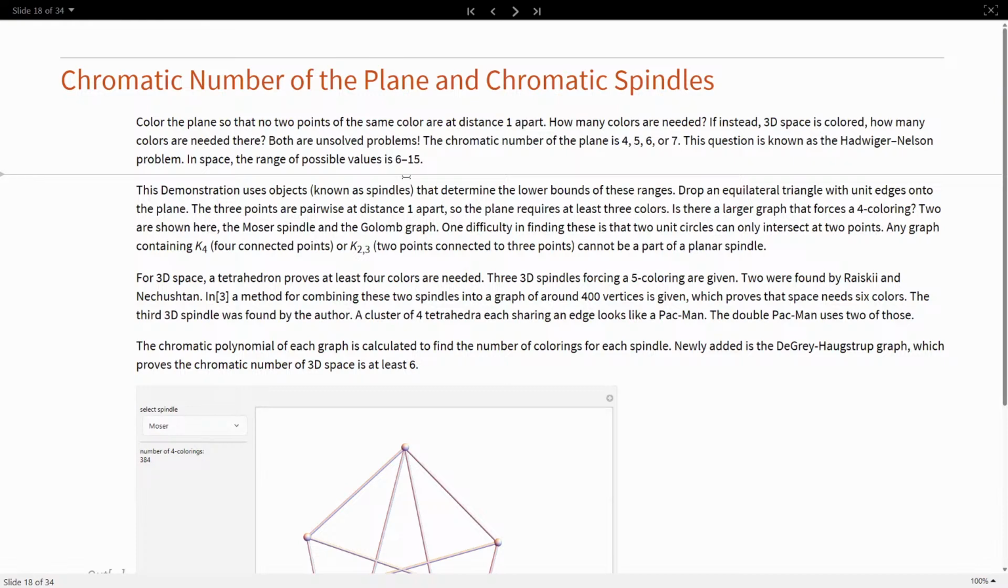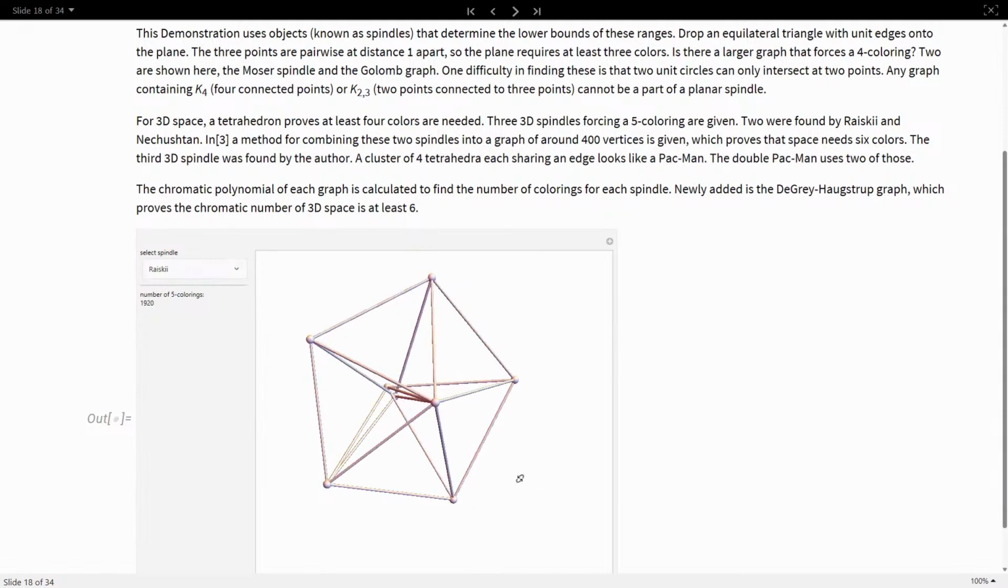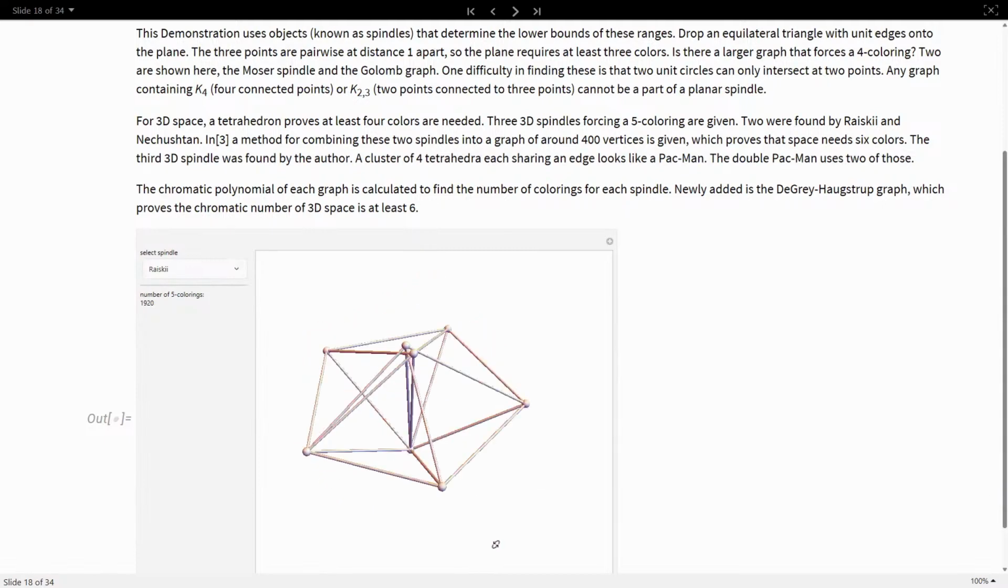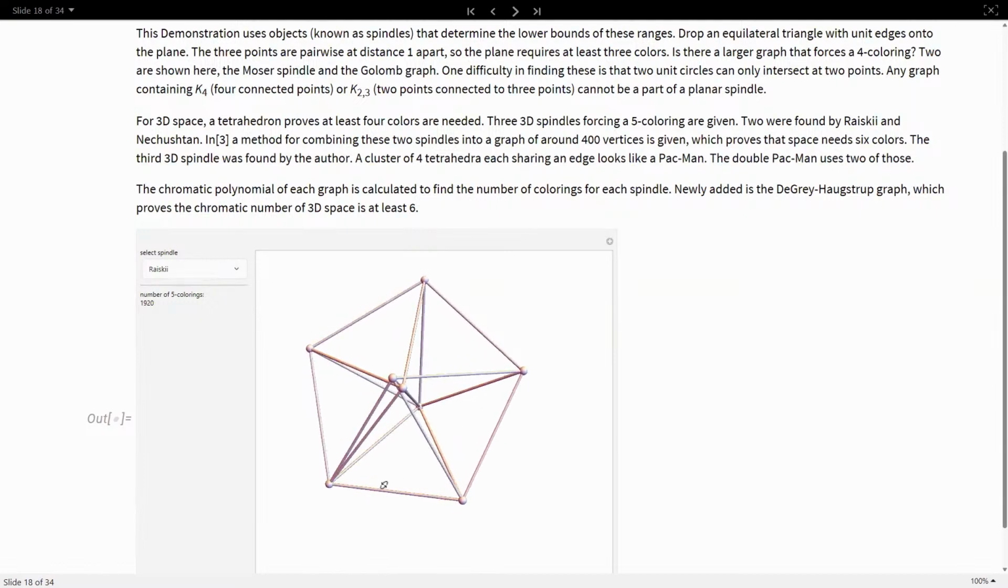In space, there's probably a spindle that might work similar to this, and there is. And here's what that spindle looks like. You basically have a series of tetrahedra, and basically this point would have to be the same as this point over here for 4 coloring. The object is you want to show that this has to be at least 5 colors. Well, you start by proving that 4 colors isn't enough.